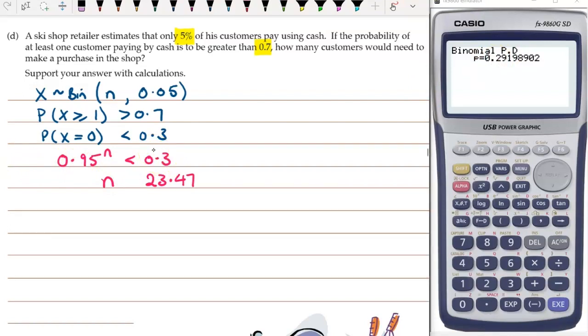So n has got to be greater than 23.47 because we tried it out for 24. If I just exit back and if I try out 23, you'll see it goes above the 0.3. We need it to be less than 0.3. So our 23.47 cutoff, we've got to have n as being greater than 23.47. If you want to see the ways of using natural logs to do that, that's written out in the back of the book. And that's it for this paper.